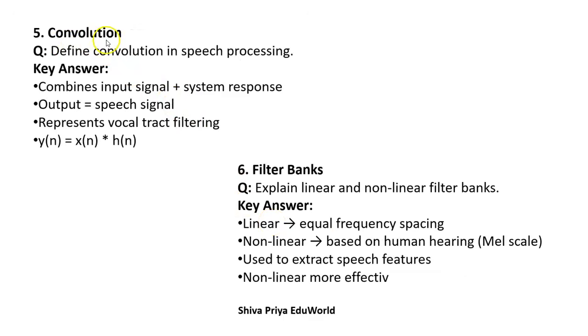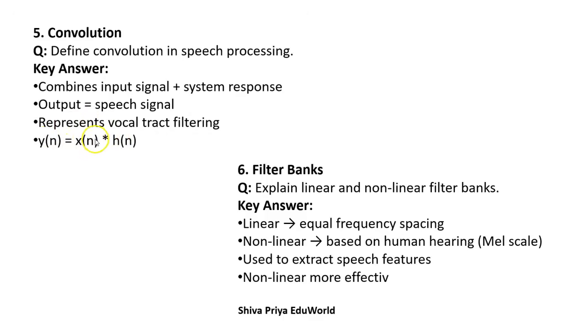And the next question is define convolution in speech processing. Here convolution combines the input signal and system response, and the output will be the speech signal, and it represents the vocal tract filtering.